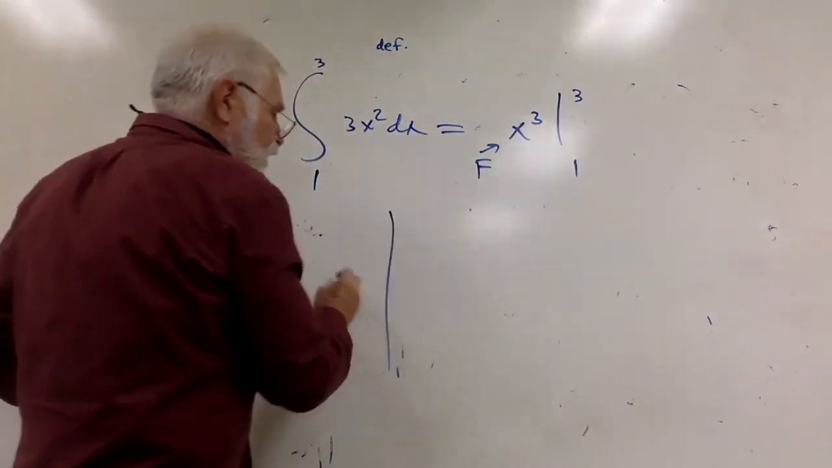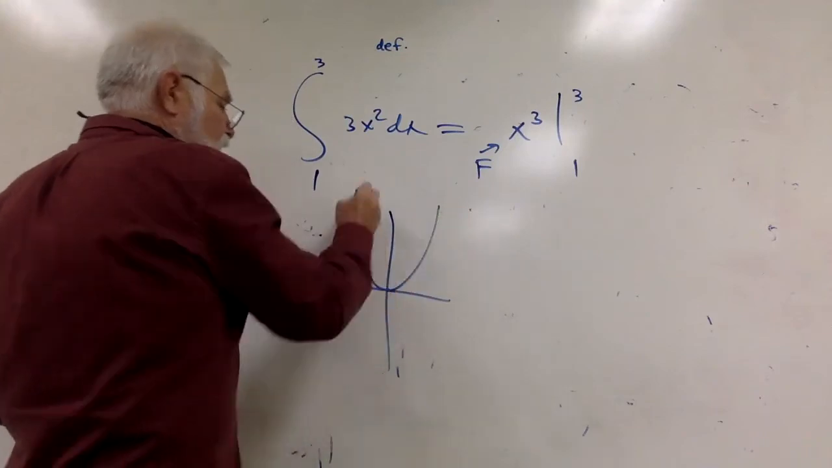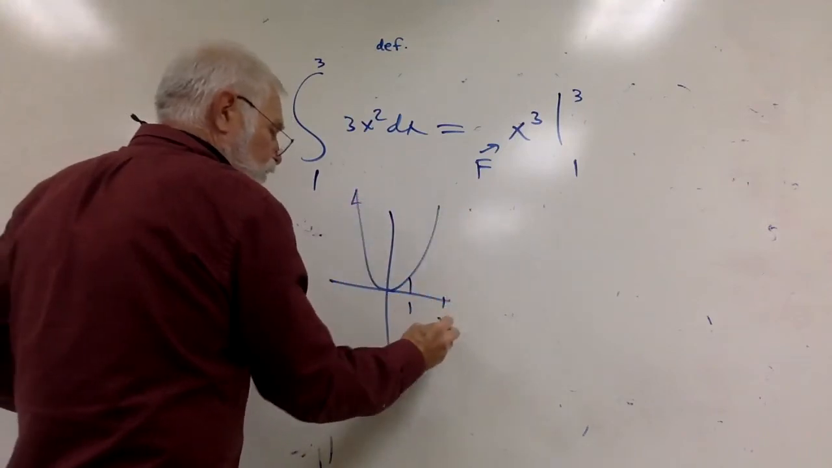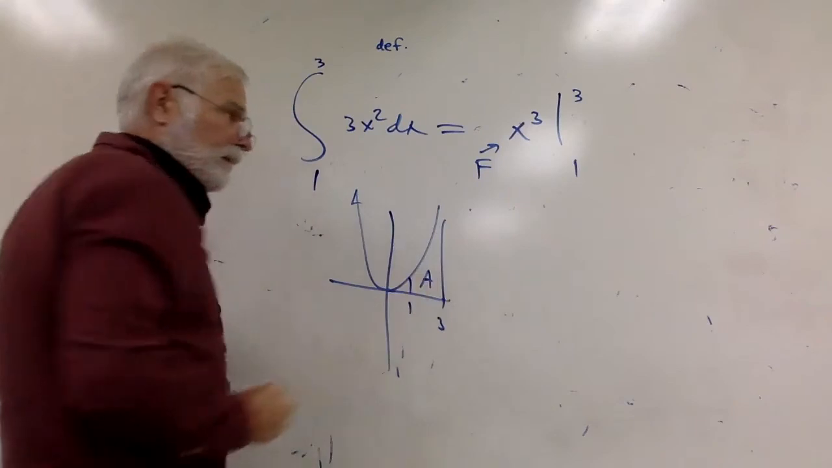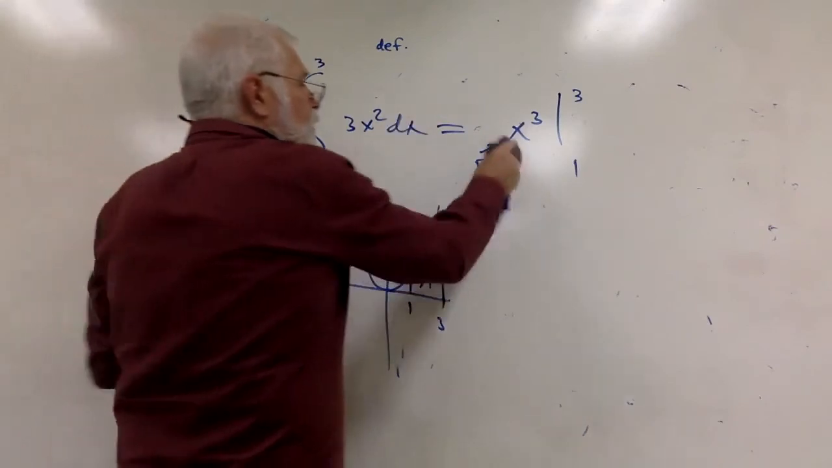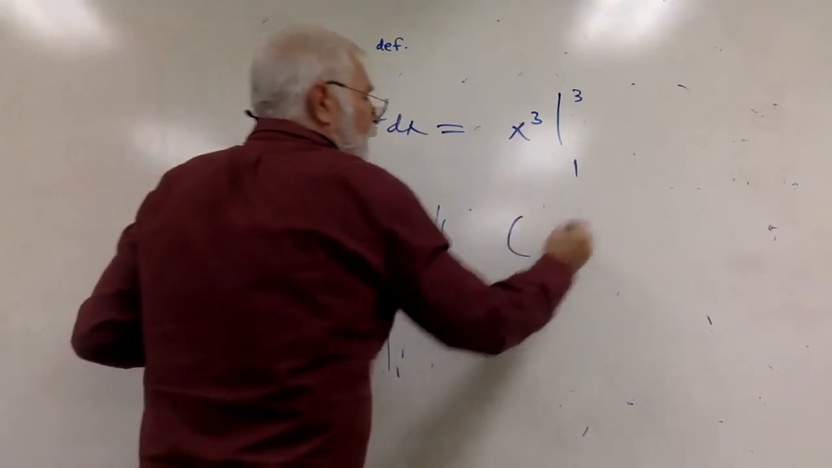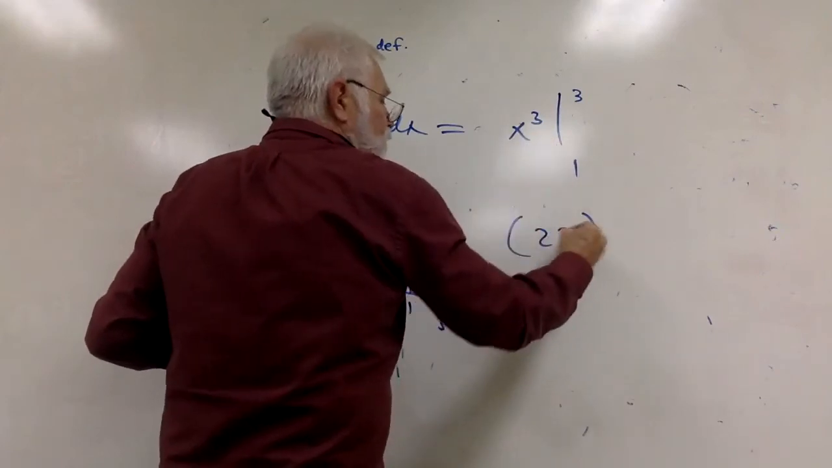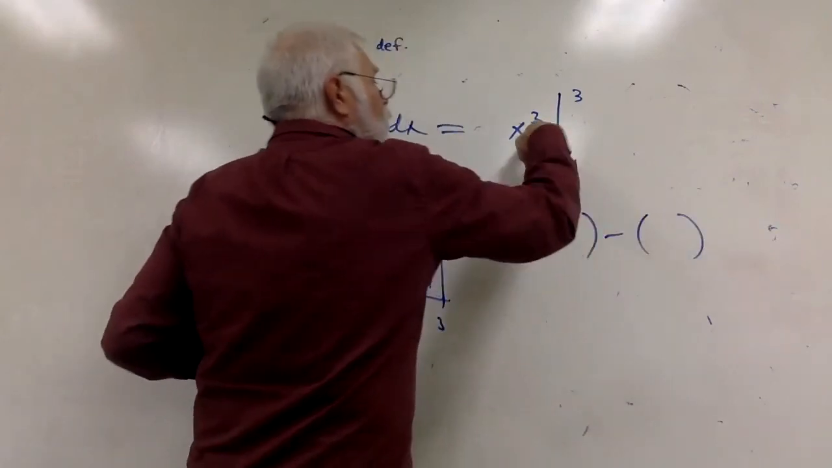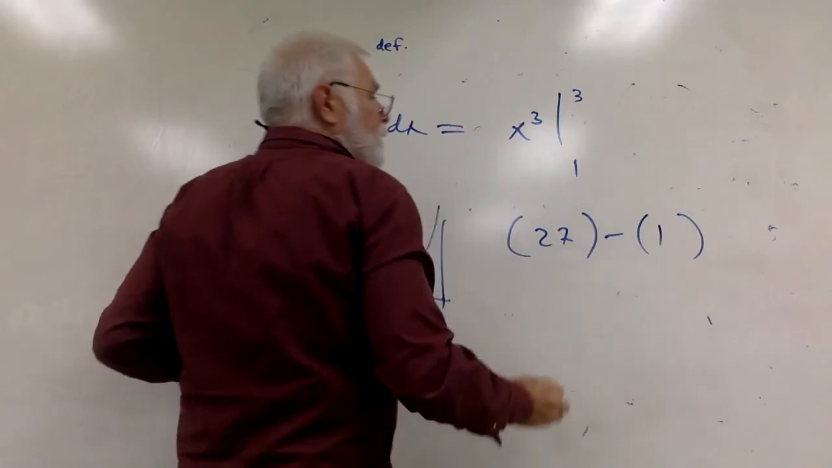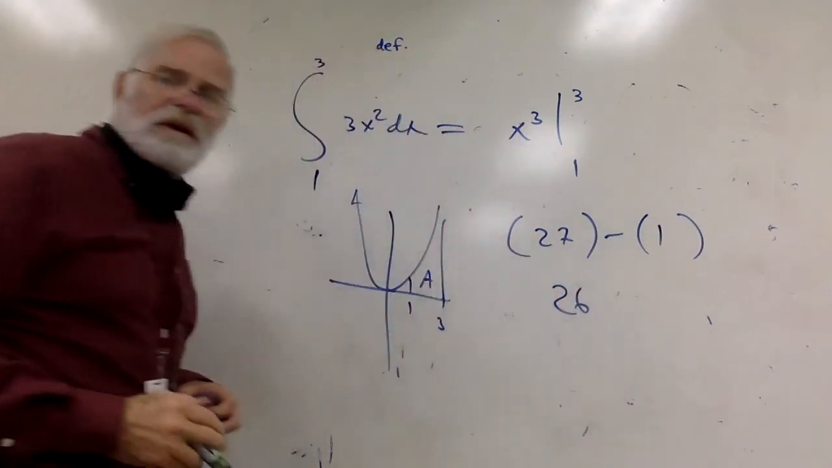So I am now looking at 3x squared, and I'm looking at the area from 1 to 3. This calculation is going to find it for me because I'm going to find out what the volume is at 3, 27. What the volume is at 1, 1. So that answer is 26 units of area.